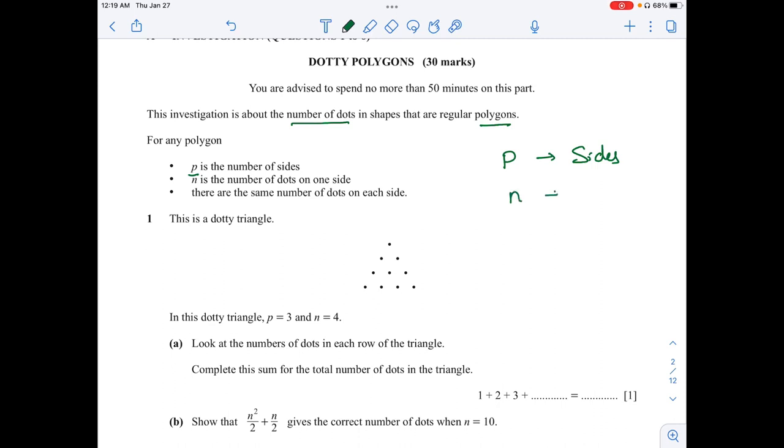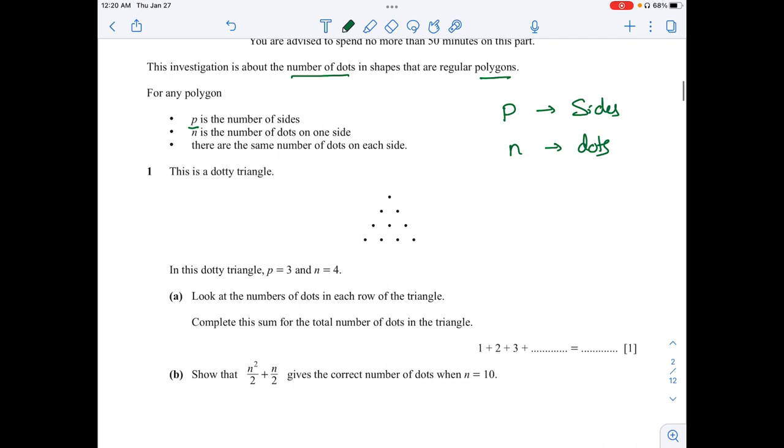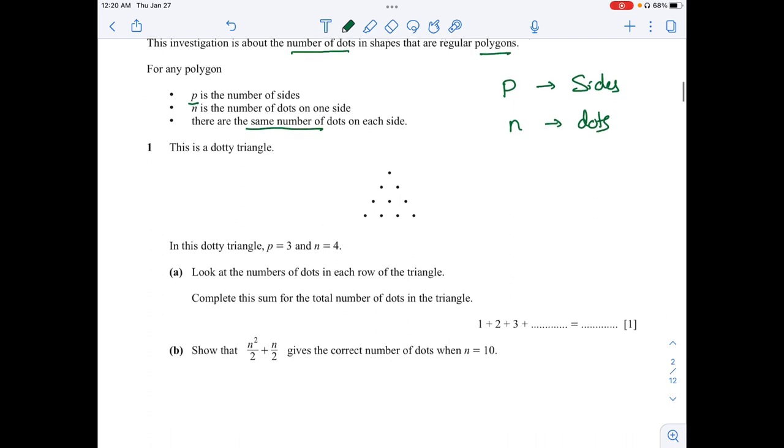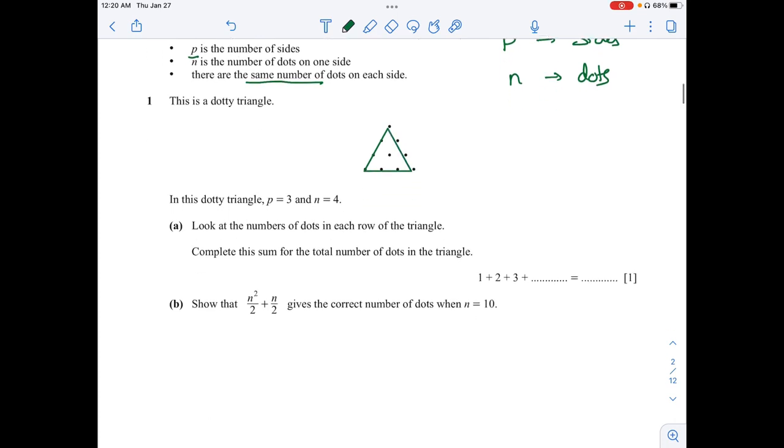N is the number of dots on one side. There are the same number of dots on each side. This is a dotted triangle. You can see that there are 4 dots on this side, 4 dots on this side, and 4 dots on this side. P is equal to 3 because a triangle has 3 sides. So therefore P equals 3.